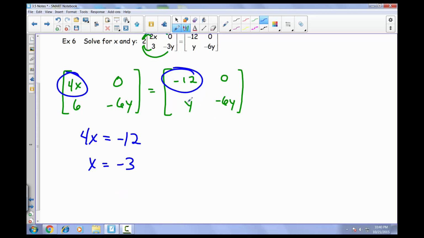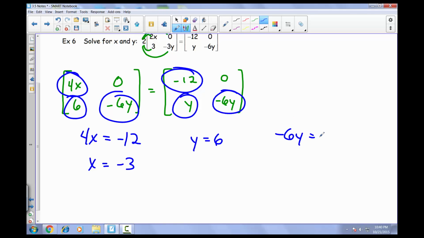Now for our y, we can see from our bottom left that y came out to be 6. If we looked at these bottom right ones, you would just have negative 6y equal to negative 6y, and you can't really solve anything from that. Even if you tried dividing by negative 6 on both sides, you would just end up with y equaling y. That's a true statement, but you're not identifying what y is by doing that. So right here, when we looked at these bottom left ones, we were able to say y is 6. So for our x and y, it comes out to be negative 3, comma 6.